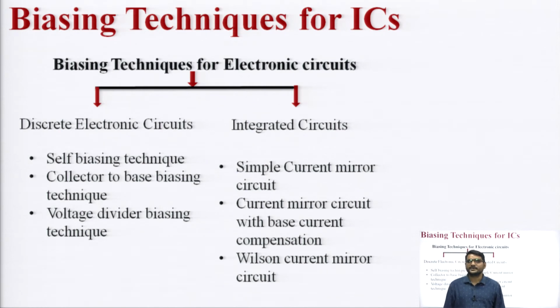For example, the simple current mirror circuit with base current compensation, the current mirror circuit with beta compensation, the Wilson current mirror circuit, and the Widlar current mirror circuit. These are current mirror circuits with a low value of resistance, and it is very easy to fabricate them on a silicon chip or a germanium chip. It means they can be available in the form of an integrated circuit.